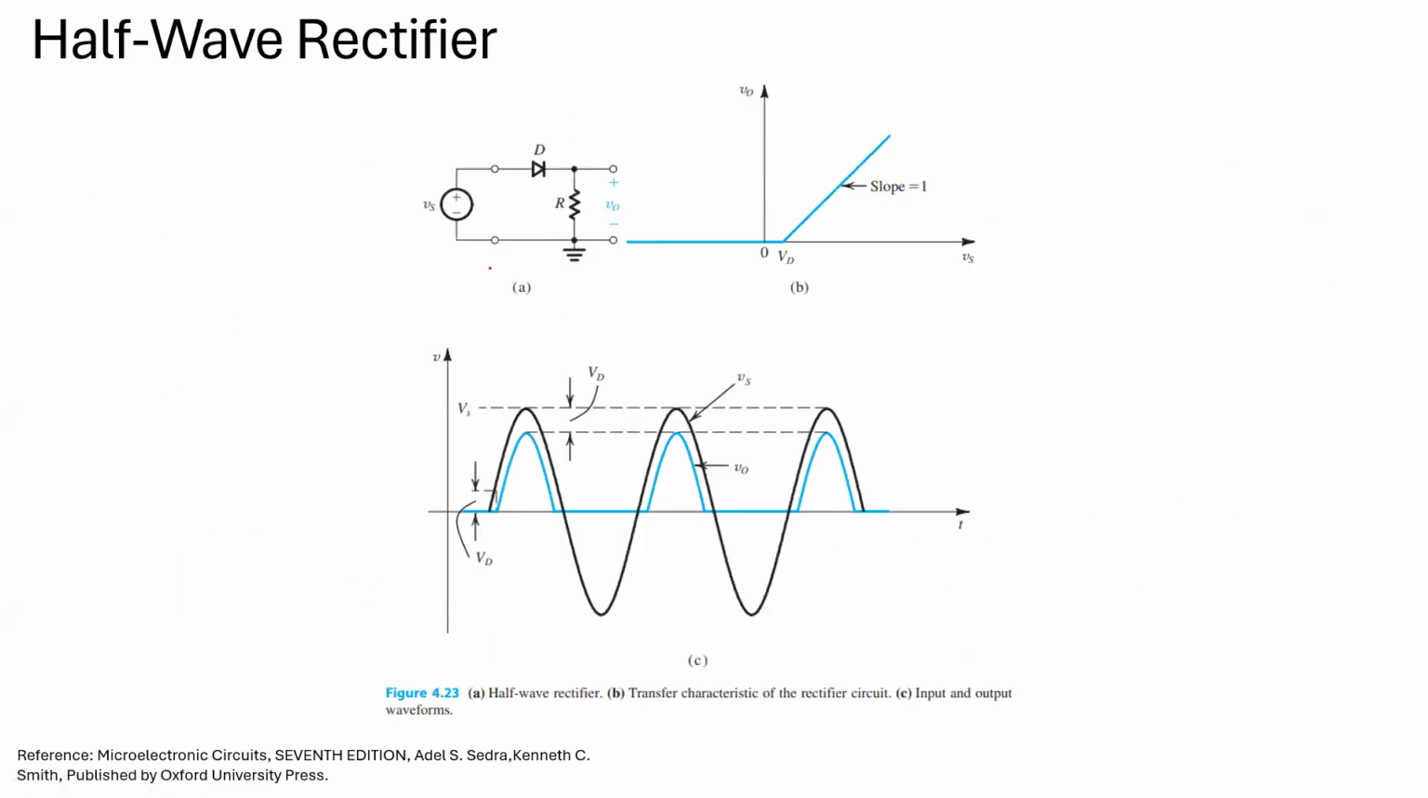Now we will be talking about a half-wave rectifier. What is actually meant by a half-wave rectifier is that it only rectifies, or converts, half of the wave of a sine wave. What is meant by this? We will be seeing it in the following circuit.